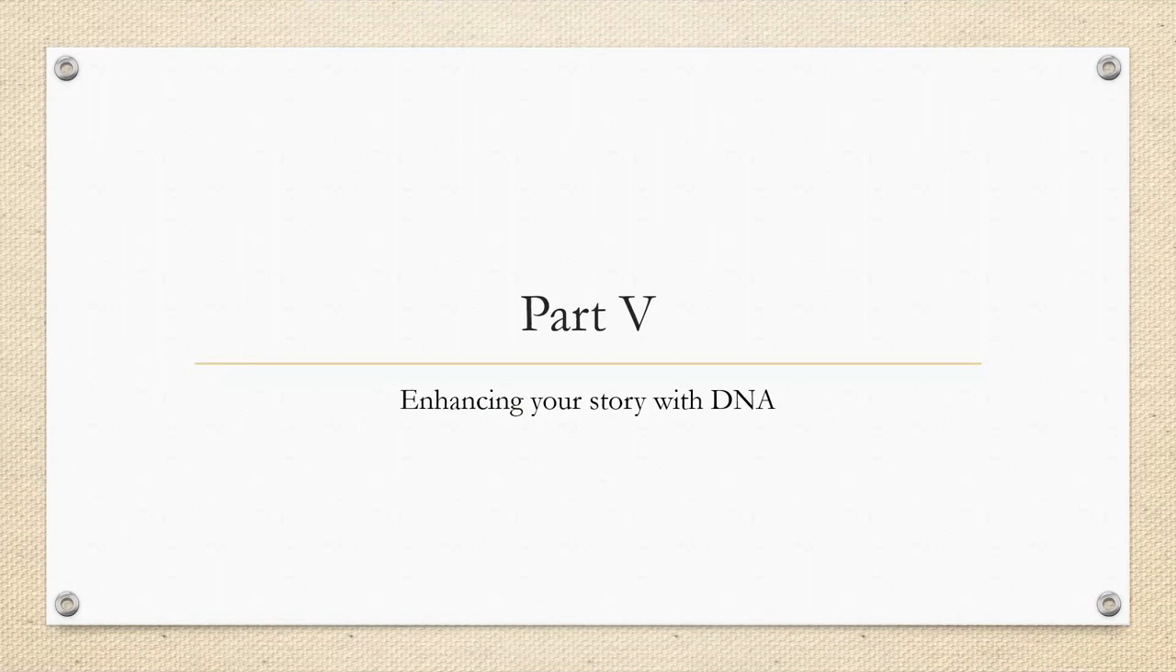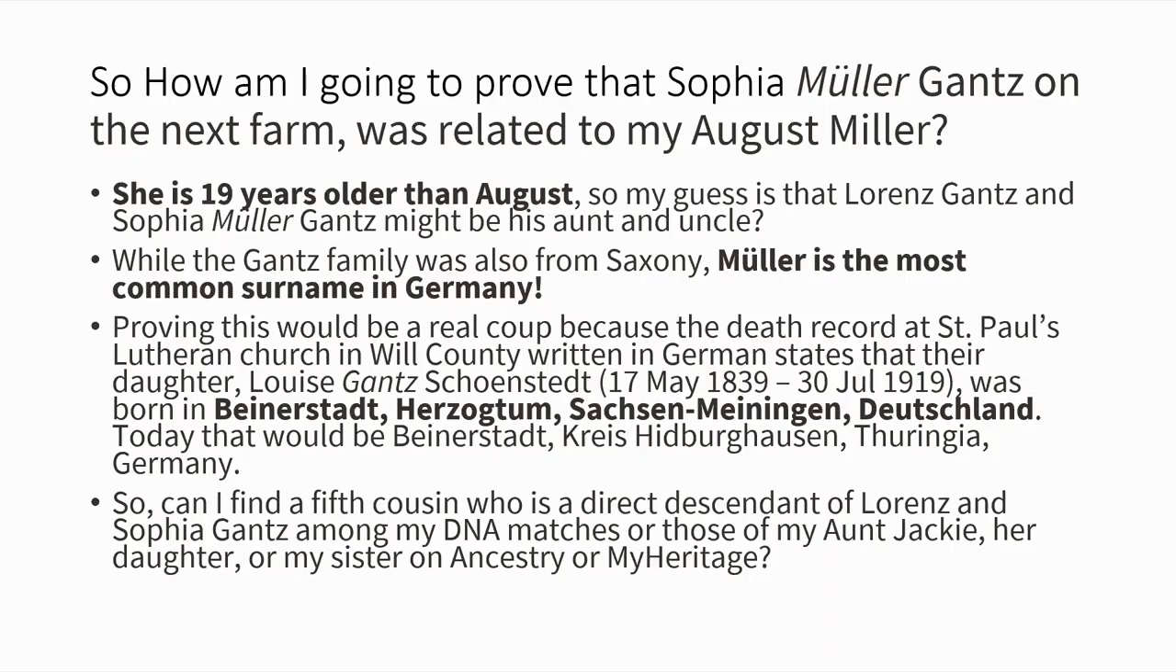Okay. Enhancing your story with DNA. So how am I going to prove that Sophia Miller Gantz on the next farm was related to my second great-grandfather, August Miller? She was 19 years older than him. So my guess is that Lorenz Gantz and Sophia might have been his aunt and uncle. She could have been an older sister. That's also a possibility. And to this day, I don't know for sure.